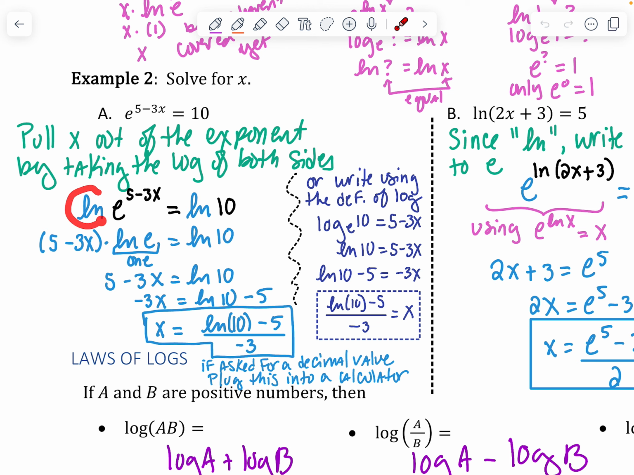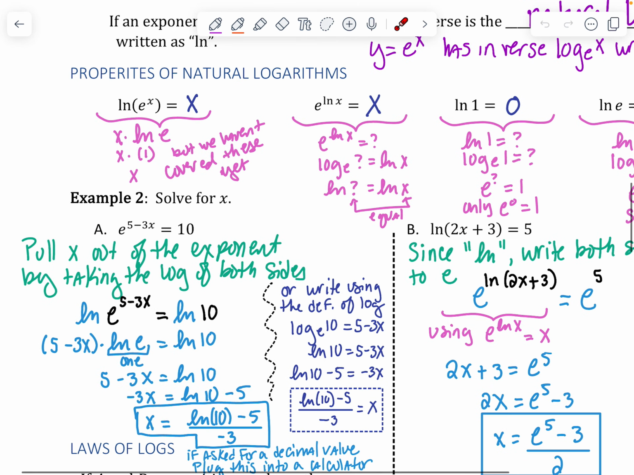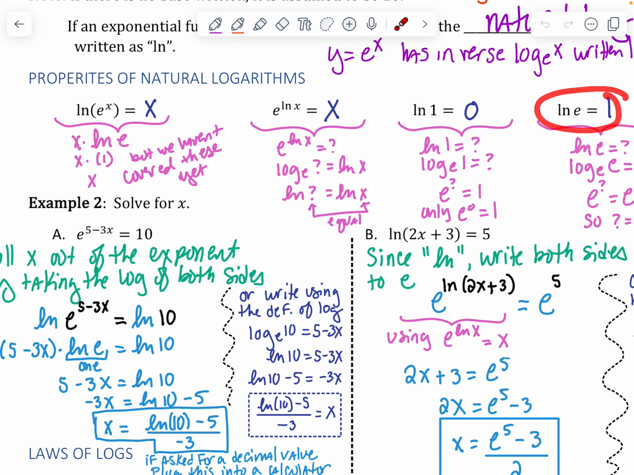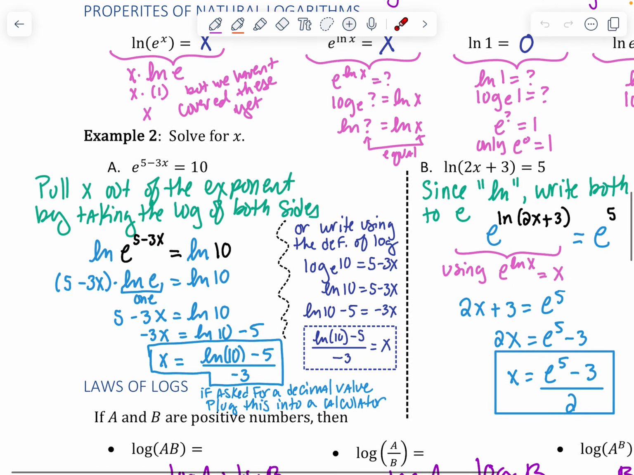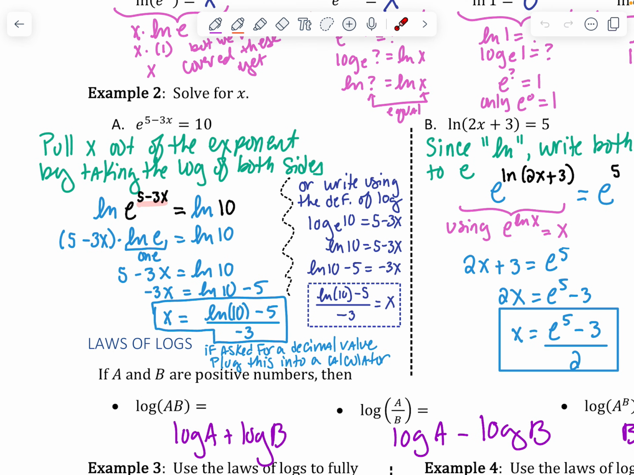Now realize I chose the natural log versus log base 10, base 2, base 17 because of this e, because we have these special properties up top that if I ever see the ln of e, I can simplify that to 1. So now what I'm going to do is take the exponent and move it out front. And this leaves me with just the ln of e, which we said we can rewrite as 1. And 1 times a binomial is just that binomial. I have not touched the right side.